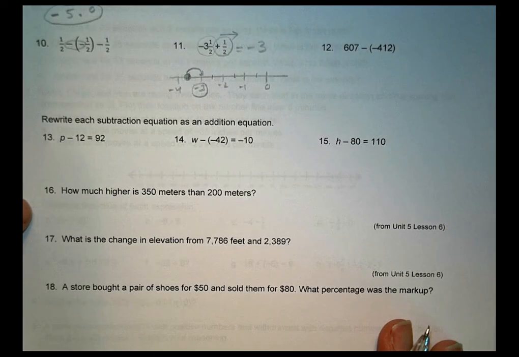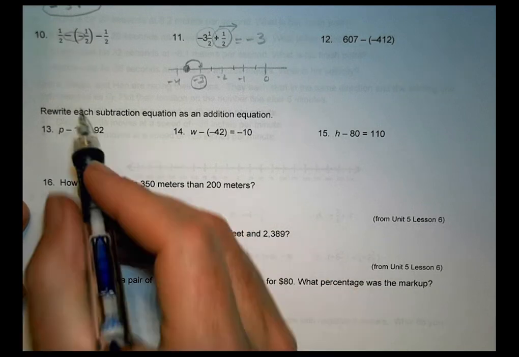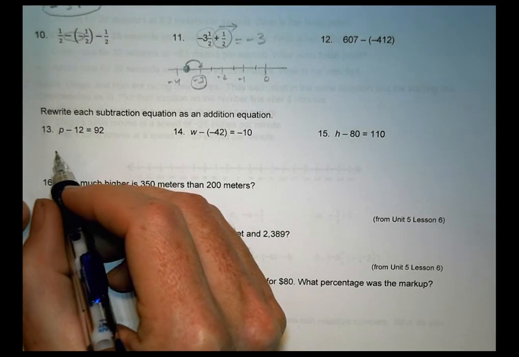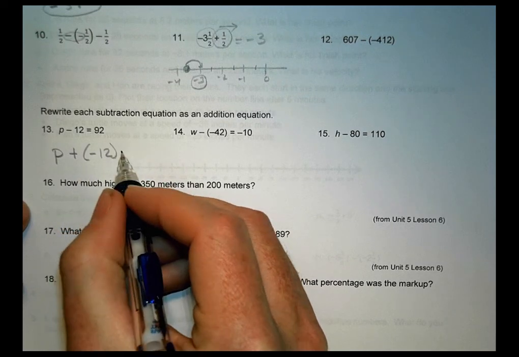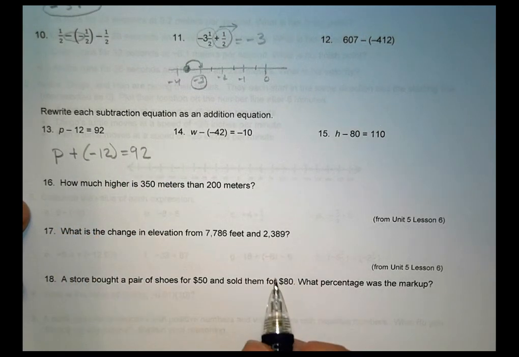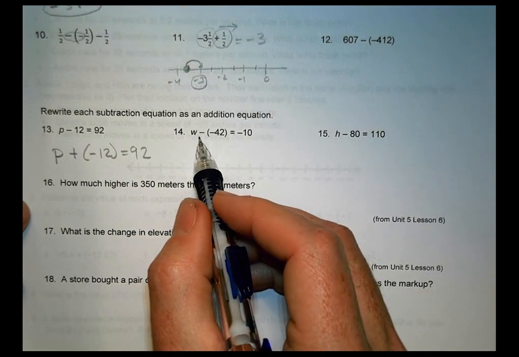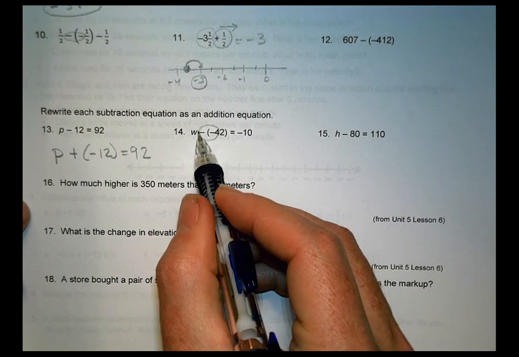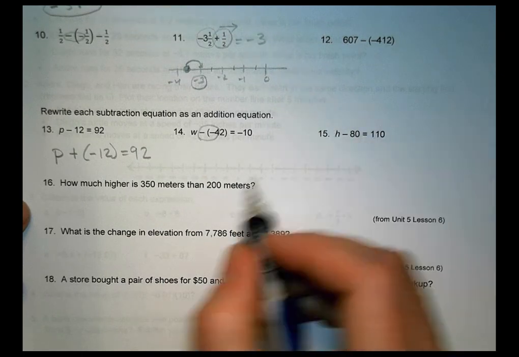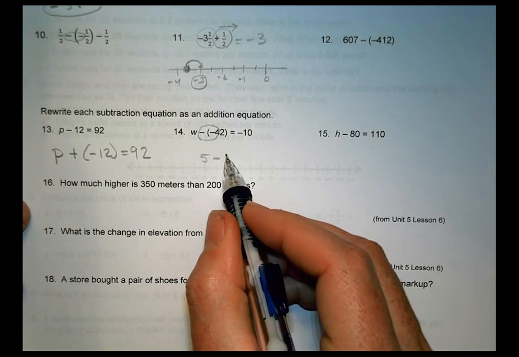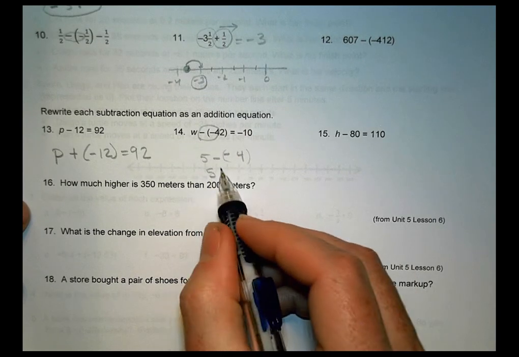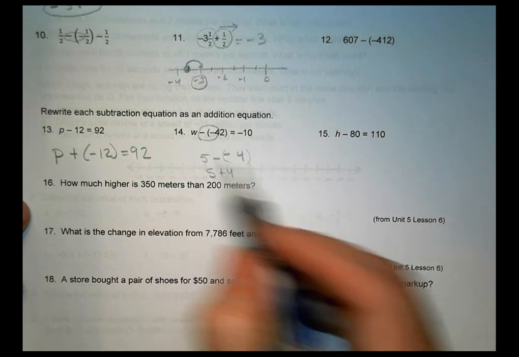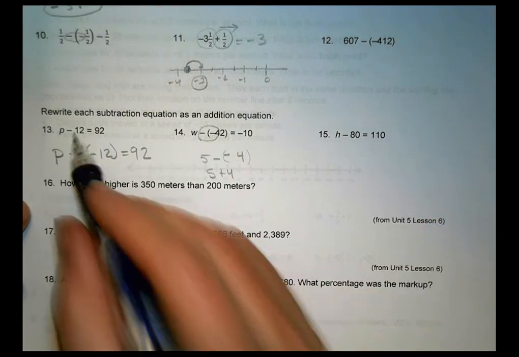The next section says, please rewrite each subtraction equation as an addition equation. So instead of saying p minus 12, we would say p plus a negative 12 equals 92. And do the same thing for these other ones here. Here we have subtracting a negative number, right? So if I had 5 minus a negative 4, that would become 5 plus 4. So do the same type of thing with what's there. And 15 is just like 13.